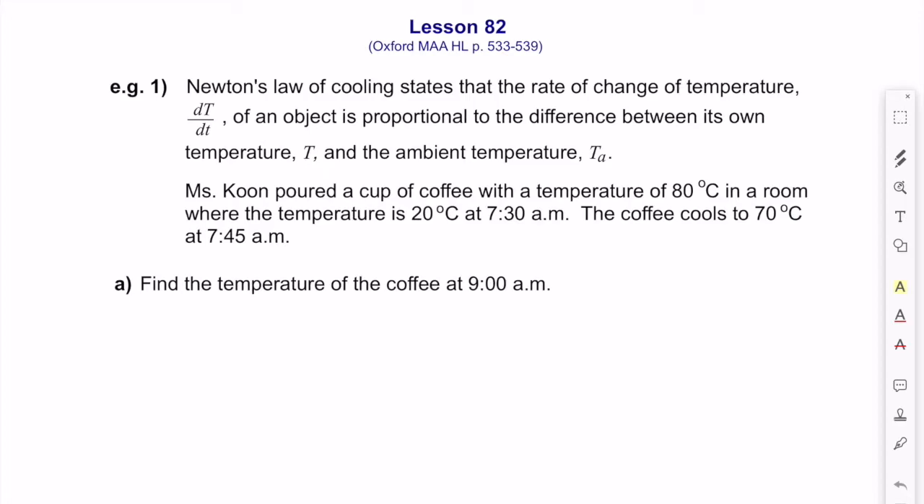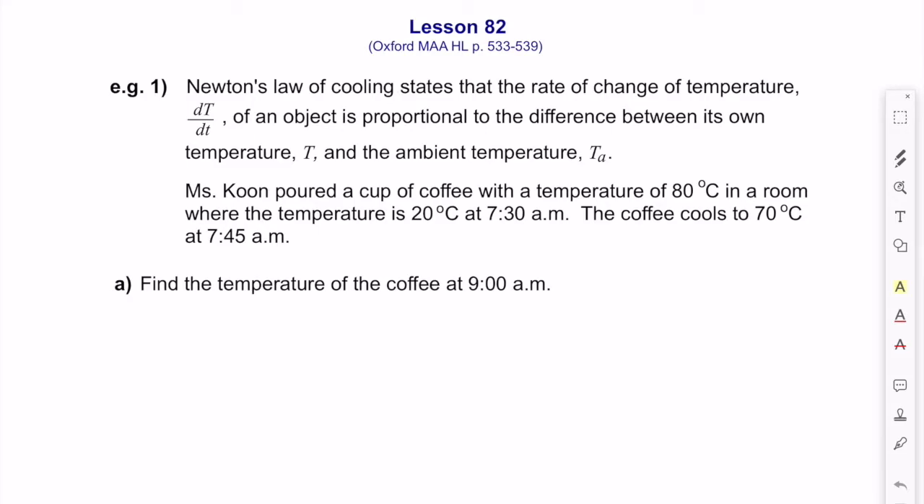Here we have lesson 82. In this lesson, we will address the application of differential equations, and the types of differential equations that we'll be looking at will focus on variables separable differential equations.